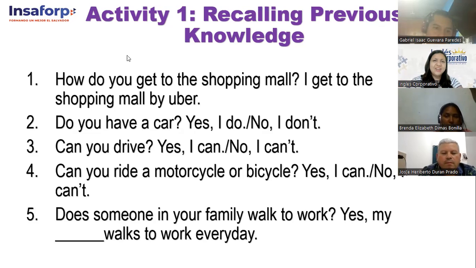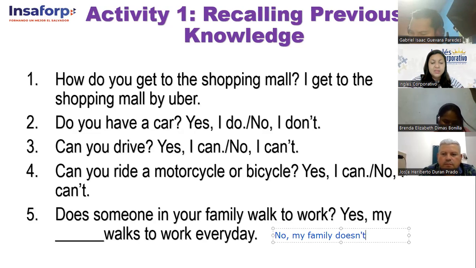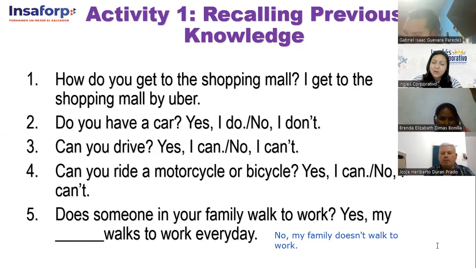This is just an introduction. Gabriel asks about the negative form in question five. Yeah, it would be this. No, my family doesn't. That would be a short answer, una corta. Or no, my family doesn't walk to work. Una más larga. Okay? Because family, familia, es singular, ¿verdad? Es un noun, collective noun. Es un sustantivo colectivo porque familia se refiere a varias personas, pero solo es en la tercera persona. Familia es singular. Familias es plural.